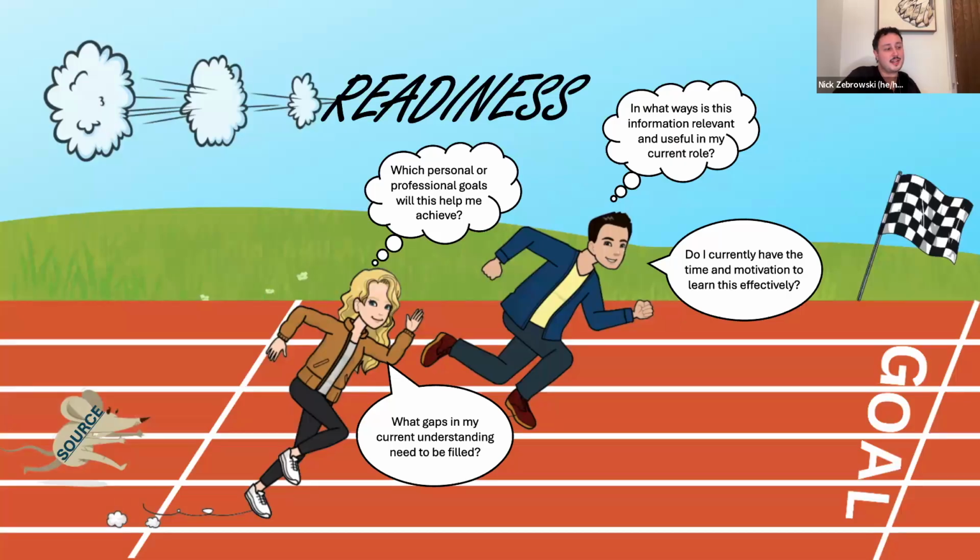So here for the next attribute, we have readiness, and we used a racetrack to symbolize movement toward goals. Adults are most ready to learn when the content aligns with something immediate, a need, a gap, a responsibility, or a personal milestone. The thought bubbles reflect that. Which goals will this help me achieve? And do I have the time and motivation for this right now?